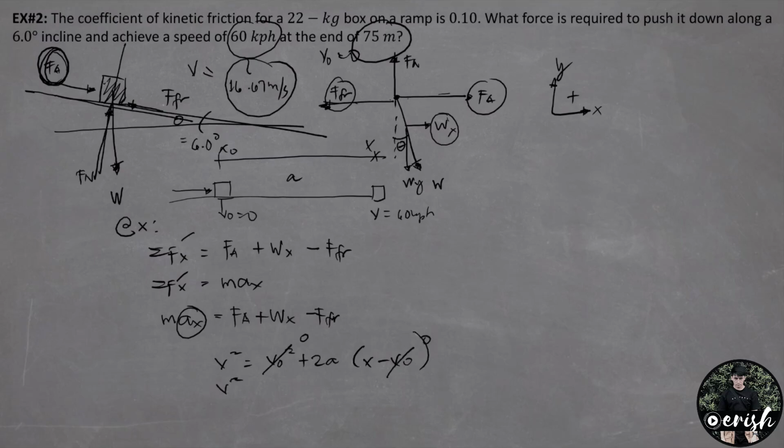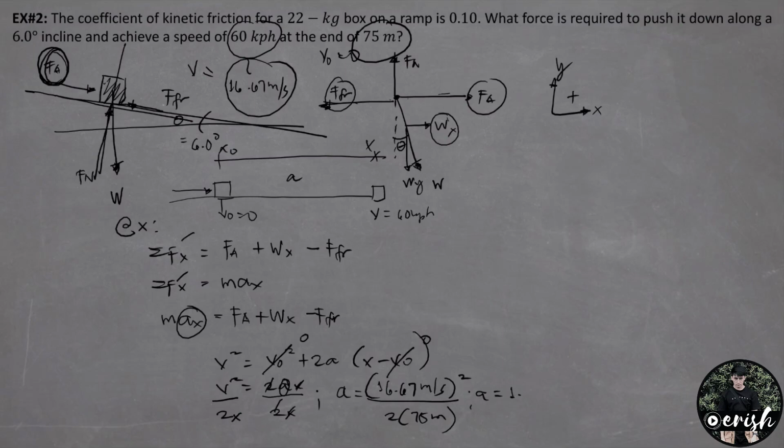We have v square equals 2ax na lang. Solving for acceleration, we divide both sides by 2x. Cancel. Acceleration is equal to, ang v natin is 16.67 meters per second quantity square divided by 2 times 75 meters. Ang acceleration natin is equal to 1.853 meters per second square. Hindi pa yan ang final answer.